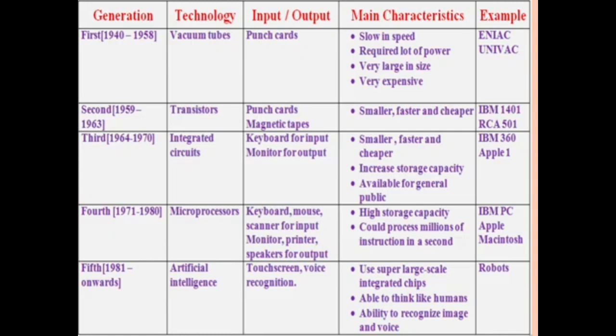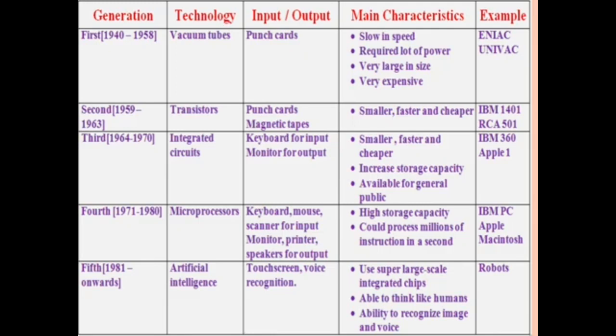What are the main characteristics? Slow in speed, required a lot of power, very large in size and very expensive. Examples are ENIAC and UNIVAC. The second one is second generation computer, that is 1959 to 1963. There they used the technology transistor. Here punch cards and magnetic tapes are used for input and output. It is smaller, faster and cheaper. Examples are IBM 1401 and RCA 501. These two are examples of second generation computers.